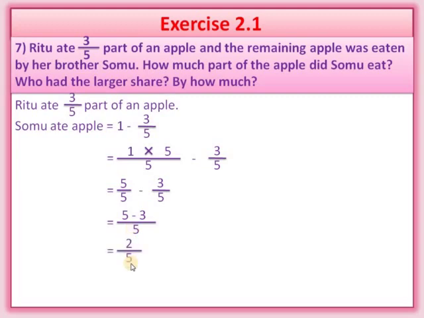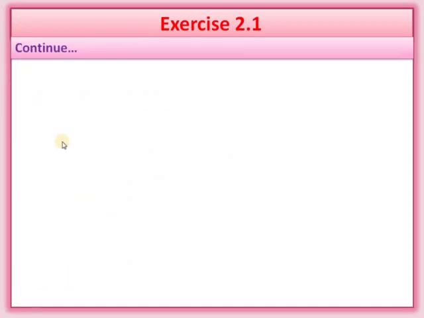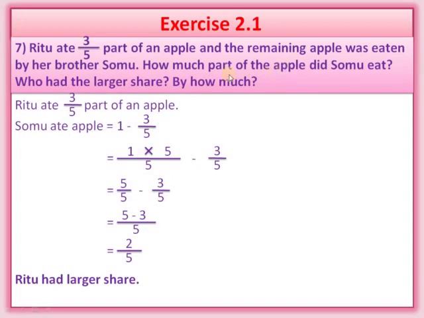Okay, so Somu ate 2 pieces. Now tell me, who ate more pieces? Obviously Ritu, because Ritu ate 3 pieces among 5 pieces, right? Okay, so Ritu had the larger share. Okay, now in the back you can see, beta, how much? 2 pieces, it means 2/5.